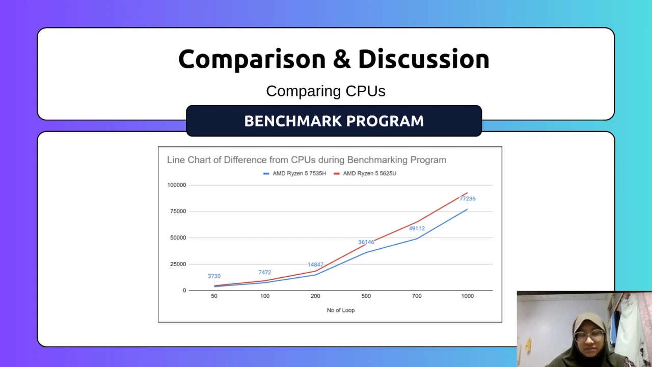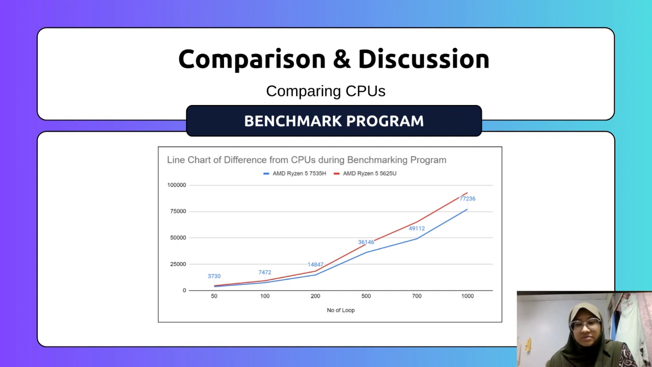We compare the CPUs based on their difference, not by their milliseconds before and after. This difference is important because we can see that for the 7535H, the difference is lower compared to the 5625U. That means the milliseconds before and after do not have a big gap between them. So that means the CPU is optimally running.